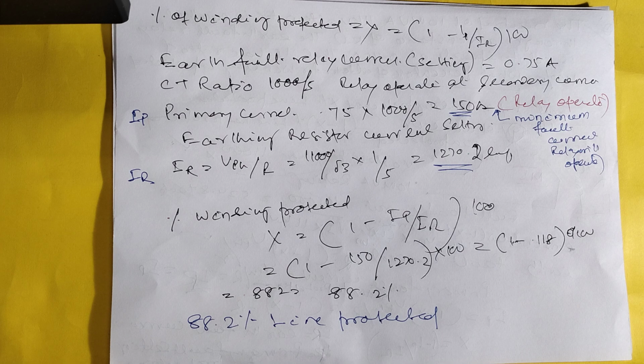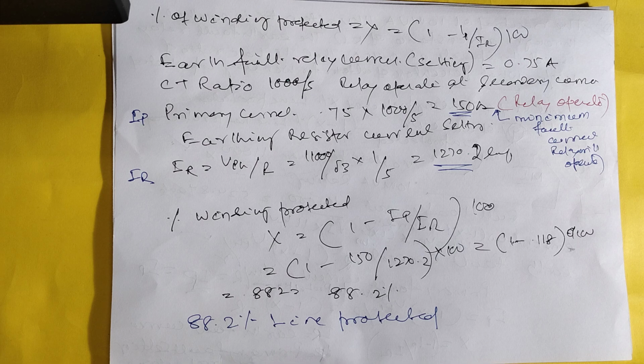Here the percent of winding protected is equal to (1 minus IP by IR) into 100. So the earth fault current setting is 0.75 ampere over here. Because the CT ratio is 1000 by 5, the primary current setting is 150 ampere. So the minimum fault current at which the relay will operate is 150 ampere.